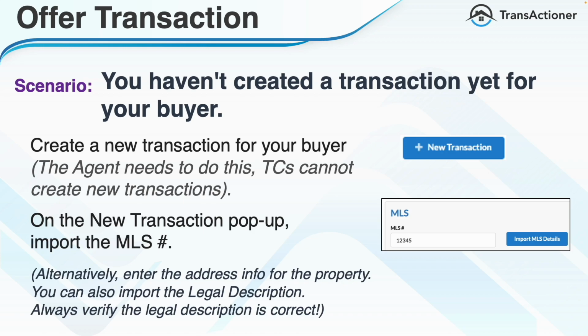Now the agent needs to do this because as a transaction coordinator, you cannot create new transactions. So you're going to have to ask the agent to create a new transaction for this particular buyer and to add you as a transaction coordinator as one of the parties so that you have access to this transaction. Then you can take it on from there. And then what you can do is when you get in there, you're going to go to the transaction overview page, click edit, and then import the MLS number in there.